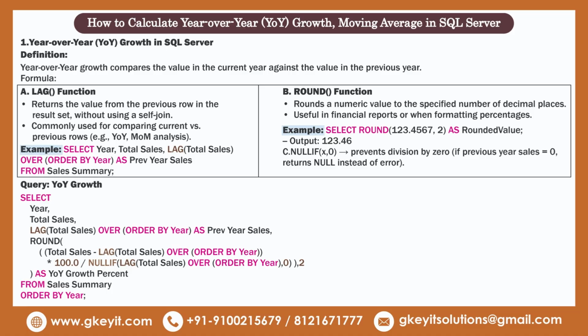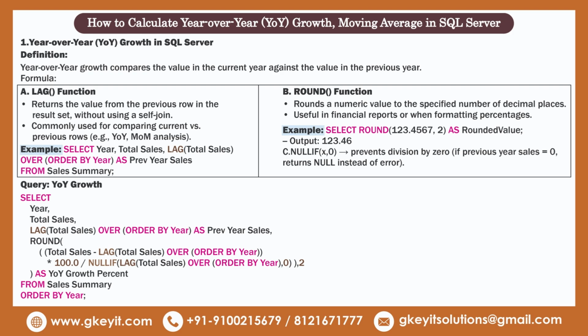Coming to the third point, NULLIF. It prevents division by 0. If the previous year's sales is equal to 0, it returns null instead of an error. Anywhere it would give an error, it just returns null.